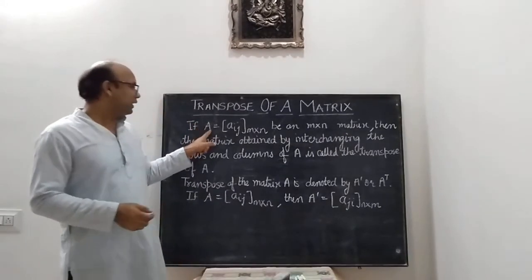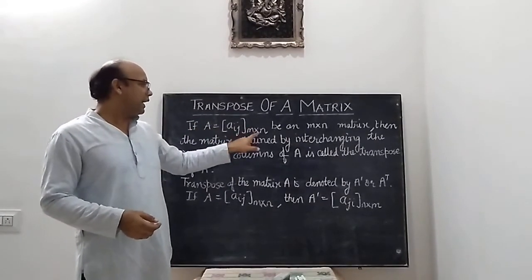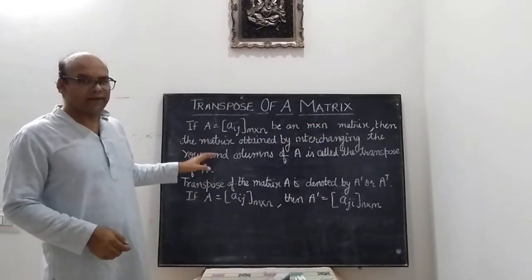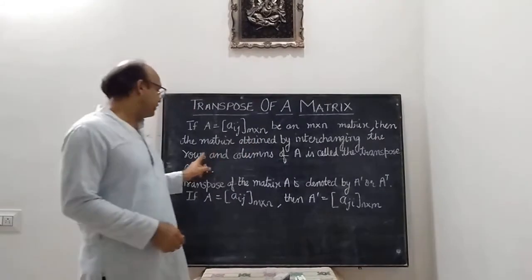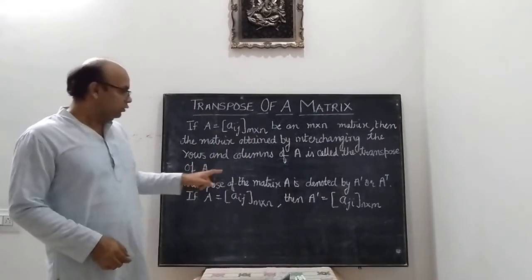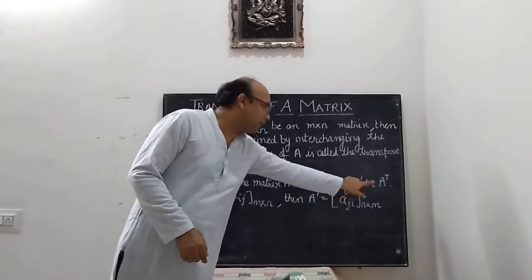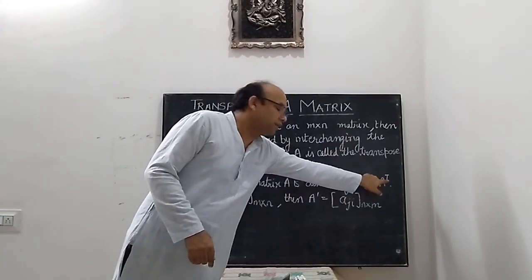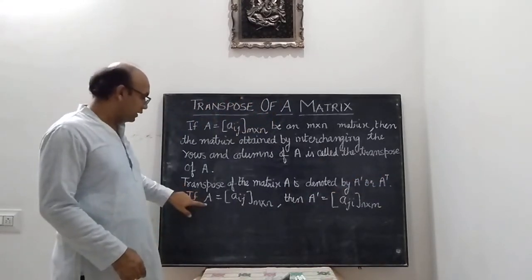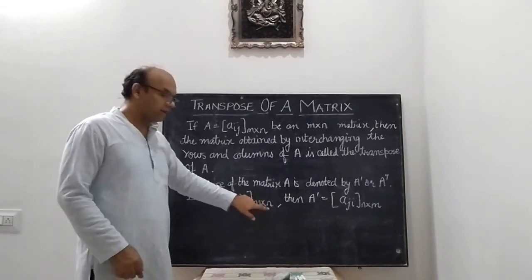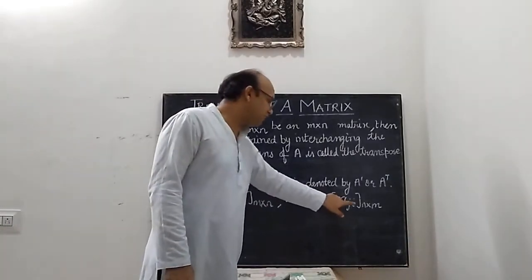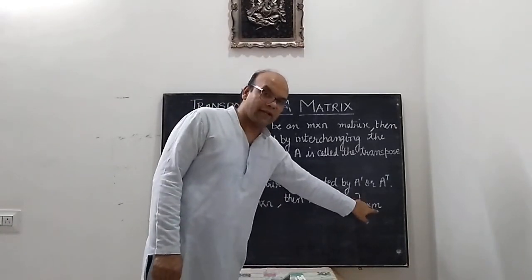If A is equal to Aij, an m cross n matrix, then the matrix which is obtained by interchanging the rows and columns of A is called the transpose of A. The transpose of A is denoted by A prime or A with T written in the superscript. In notation, if A is equal to Aij of the order m cross n, then A transpose is written as Aji of the order n cross m.